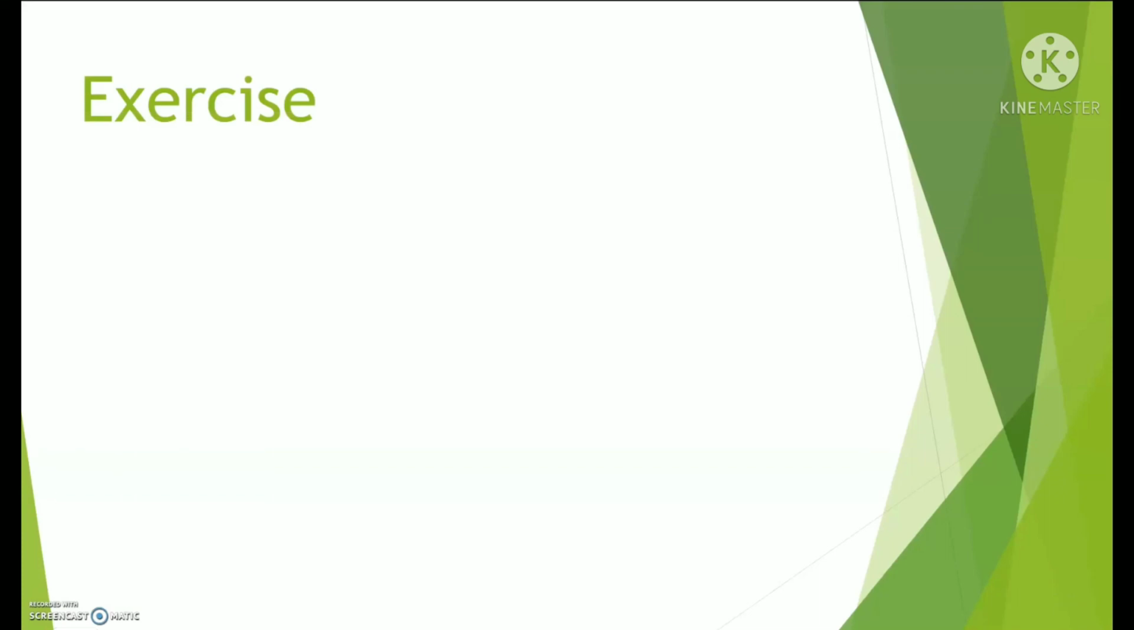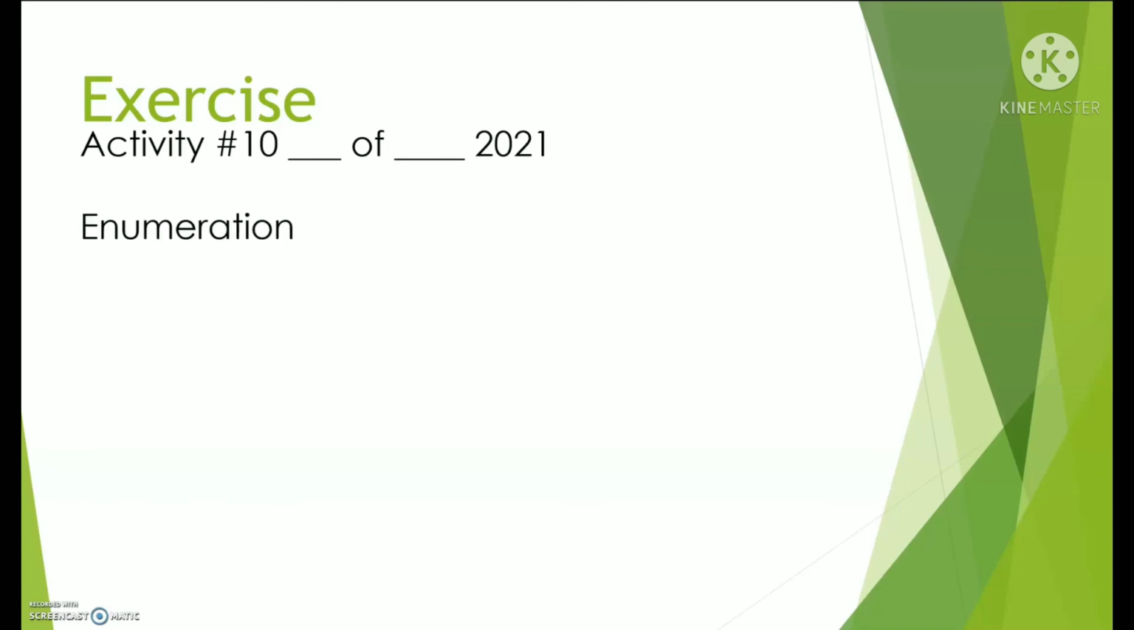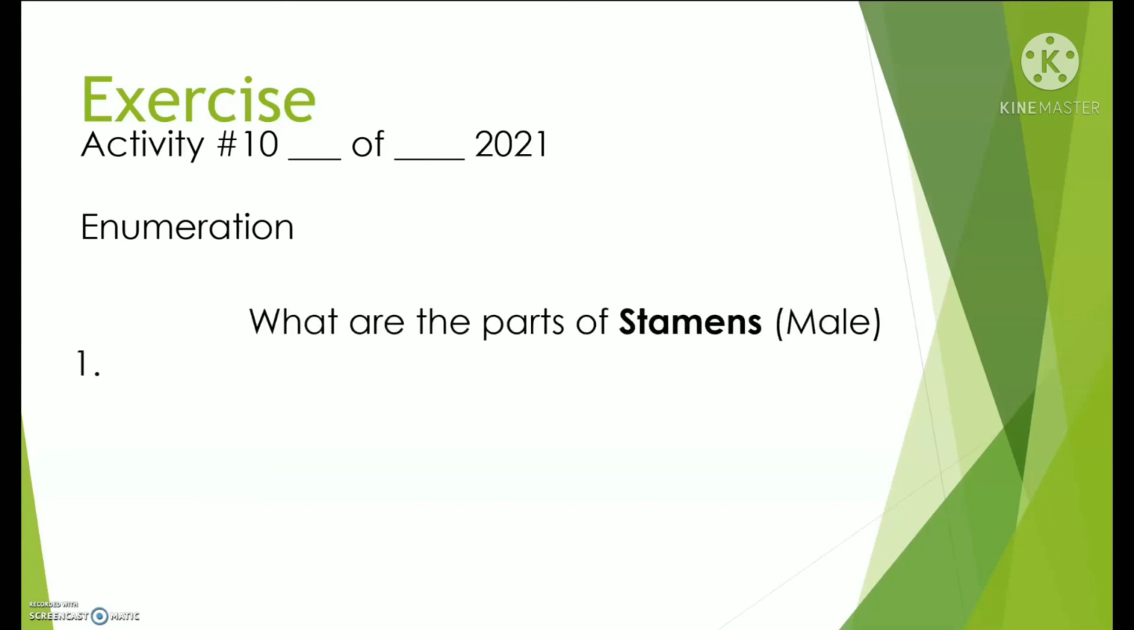Okay, now let's move on to our exercise. Bring out your paper or your notebook and write Activity Number, the date, the month, and the year. Okay, we will do enumeration. You have to enumerate the items that are asked. Okay, for example, 1 and 2, enumerate the parts of stamen or the male part of a plant. Give the 2 parts of stamen.